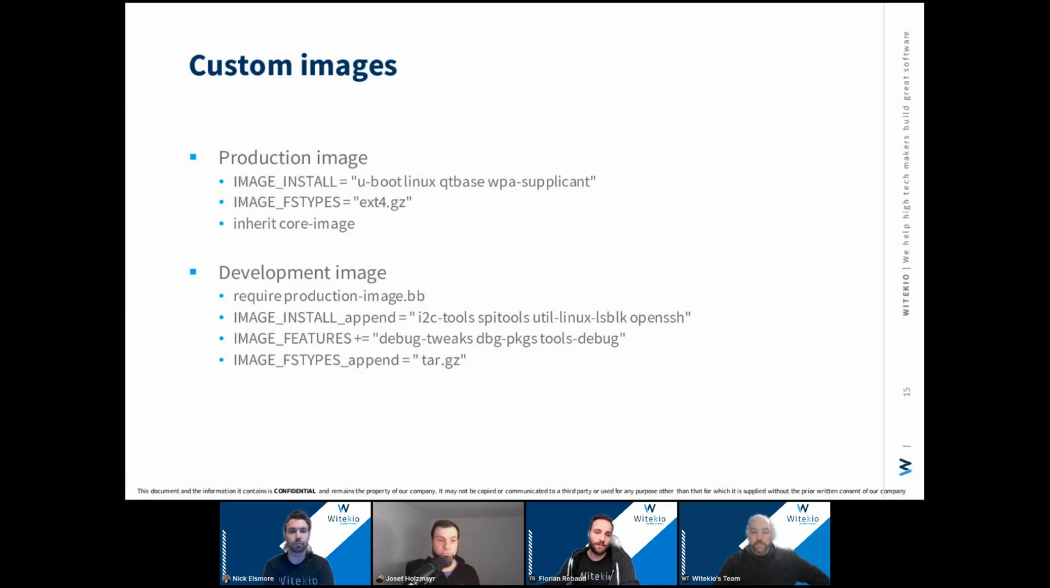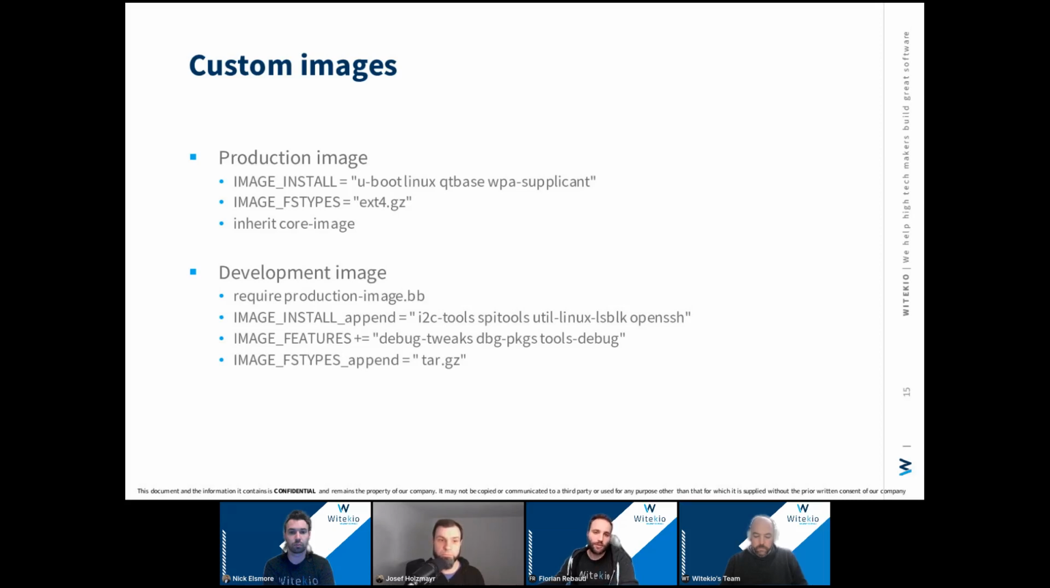So how do you create a custom image? For example, for the production image, as I said, you want the bare minimal to get your application running. So you're going to want U-Boot, Linux. If you have a Qt application, you're going to need the Qt libraries. If you have a Wi-Fi connection, you might want wpa_supplicant. And for example, here the file system image type is ext4.gz. Yocto also provides you with a bbclass, core-image, that's going to help you create the bare minimal because there is much more to it. This is just a small example to create an image.